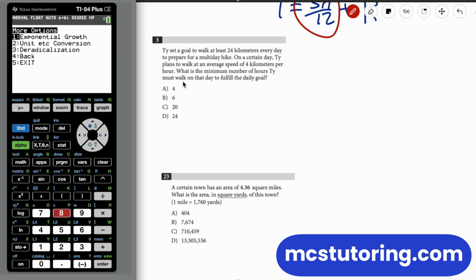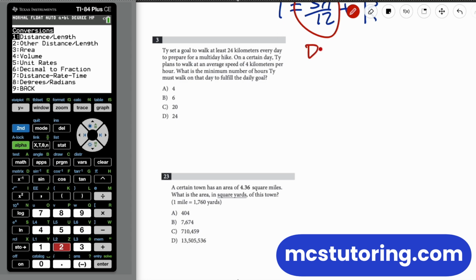Ty set a goal to walk 24 kilometers every day. So distance is 24 km. On a certain day, Ty plans to walk at an average speed of 4 kilometers per hour. What is that? That's a rate. I know you think, oh, it's a speed. Speed and rate are interchangeable, unless you're a physics major, then you're going to go crazy with it. What's the minimum number of hours Ty must walk on that day to fulfill the goal? Time is what's not known.